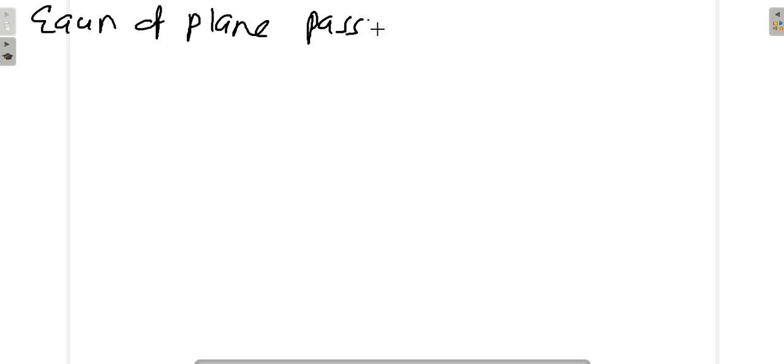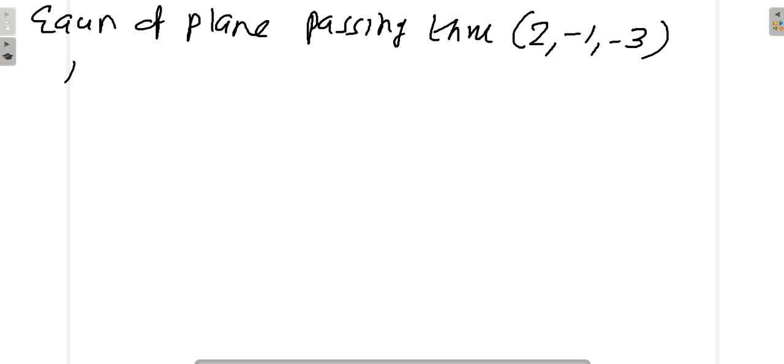Okay, let us see one more sum. We have to find the equation of the plane which is passing through the point (2, -1, -3) and parallel to the two lines.